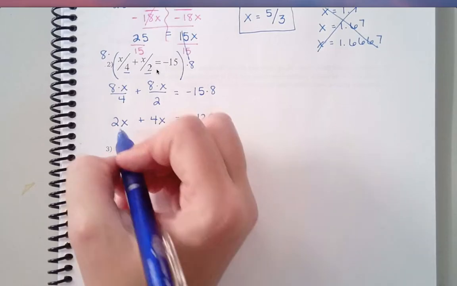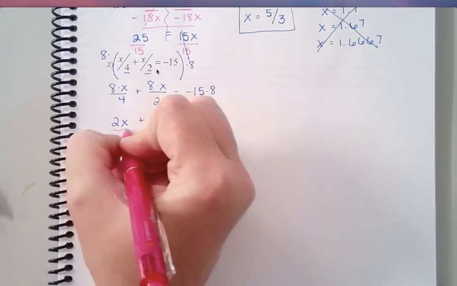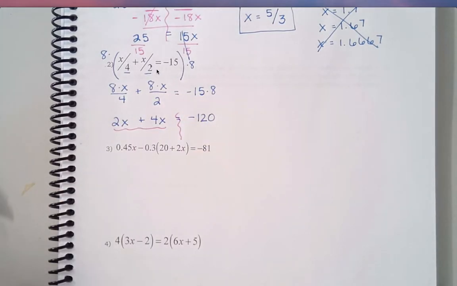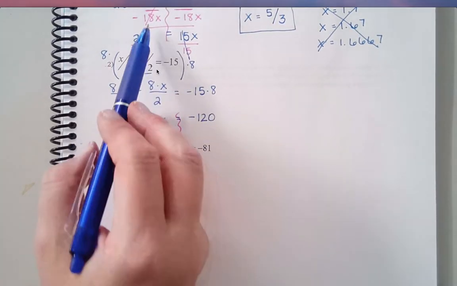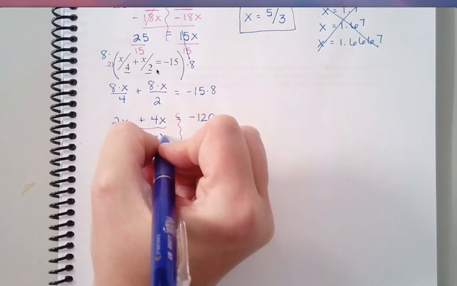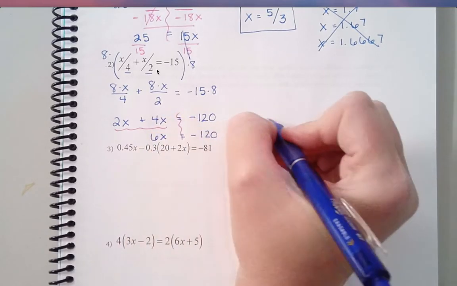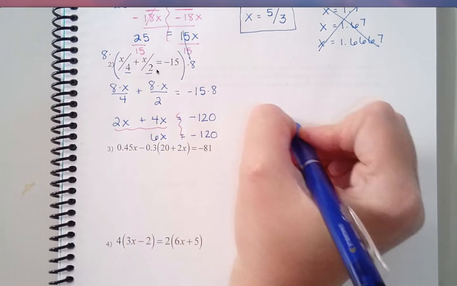And this time, because these are on the same side of that equal sign, I can just go ahead and combine those two things together. I don't have to move them like I did up here with the 18. I can just say this is 6x equals negative 120. And then divide by the 6, and I end up with x equals negative 20.